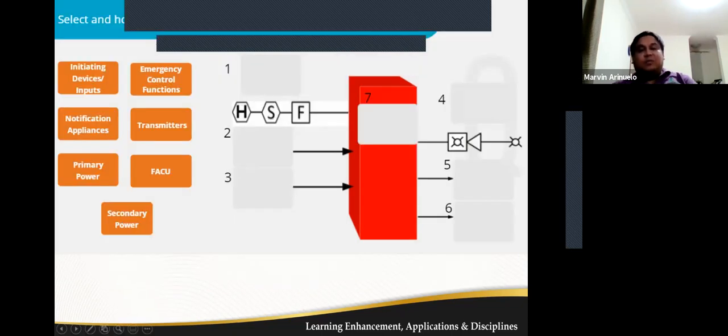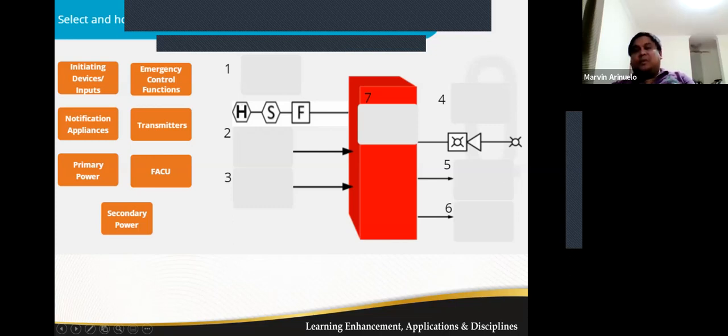So let us determine what is missing in this picture. Very easy. Here we have the initiating device, which is input. So all of these are input, including this primary power and backup or secondary power, such as a battery or uninterruptible power supply, UPS, through the automatic transfer switch, ATS, or secondary power. This is your fire alarm control unit, and these are your notification appliances. This is your horn, and this is your strobe.